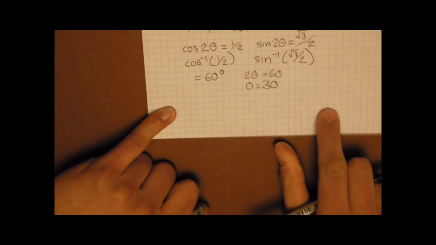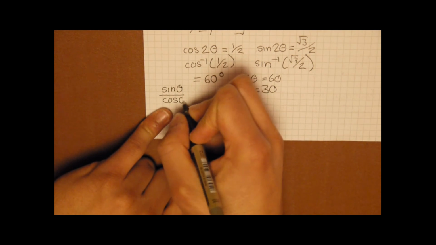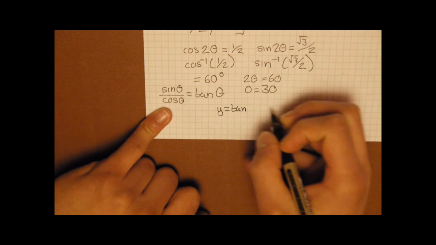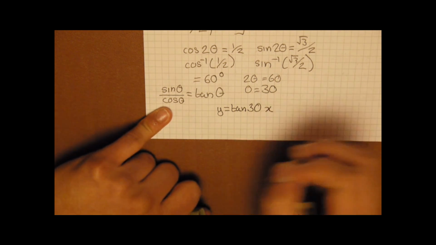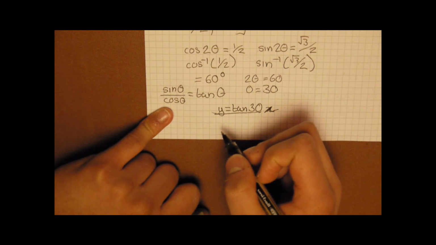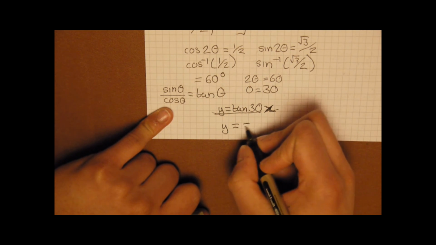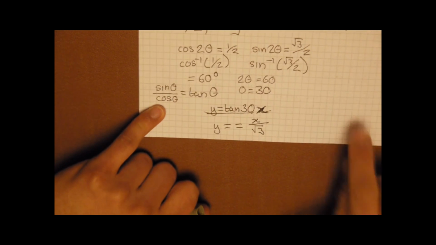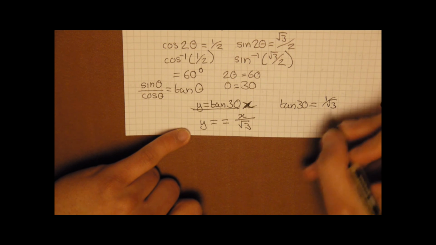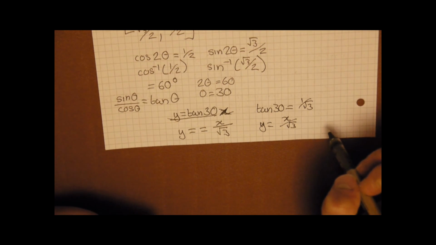Now this example works a bit better actually for the question. As we know from previous videos, sine theta over cos theta equals tan theta. So we know that effectively y equals tan 30x, that's the line it's reflected in. However, tan 30 actually has a value. So we can rewrite this as y equals x over root 3, because tan 30 equals 1 over root 3. Therefore your line of reflection in this is y equals x over root 3.